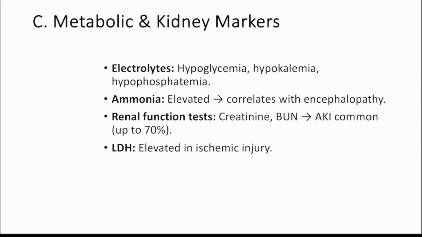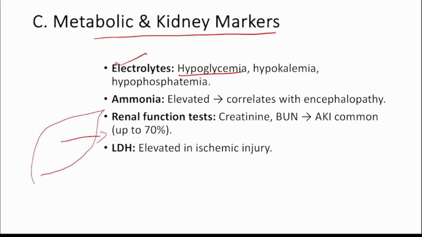In addition, another important thing you look for is the metabolic and kidney functions. Check the electrolytes. Hypoglycemia is very common because the liver produces glucose by gluconeogenesis and glycogenolysis. Hypokalemia and hypophosphatemia. Ammonia is elevated, and this correlates with the hepatic encephalopathy. So here in our patient, ammonia is elevated. Renal function, creatinine, blood urea nitrogen, because up to 70% can develop acute kidney injury.